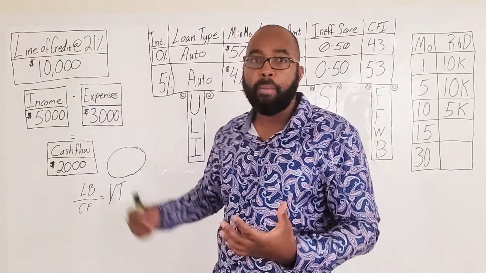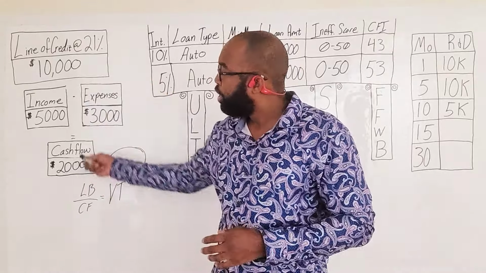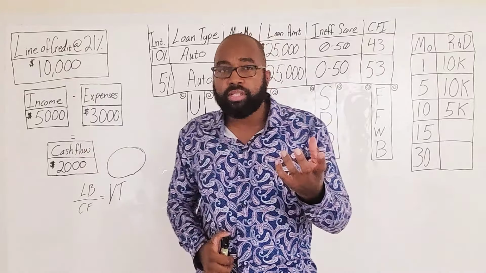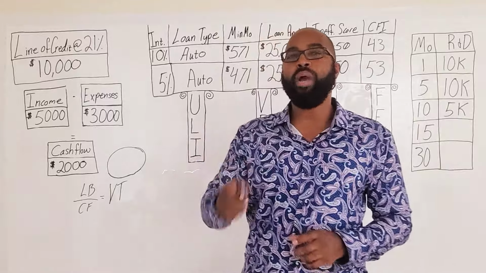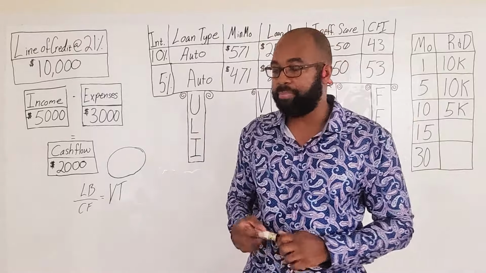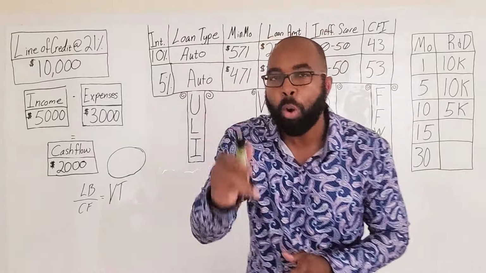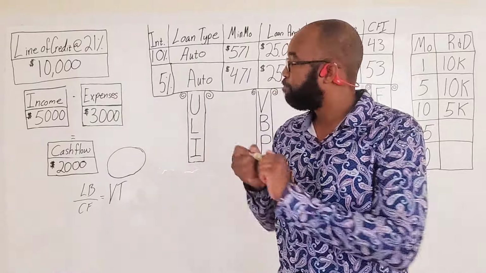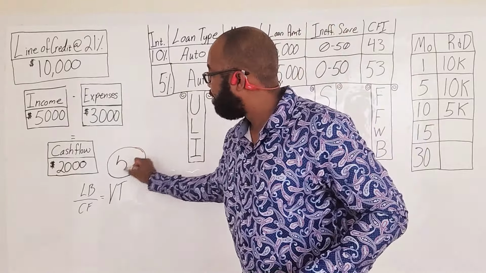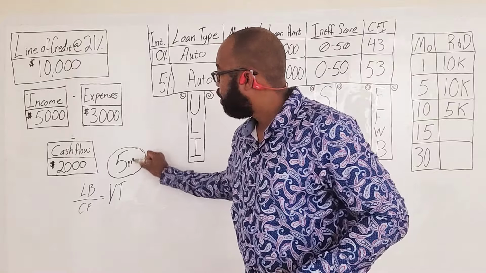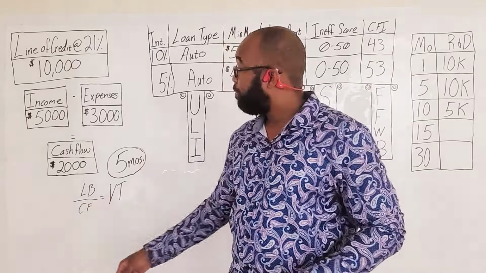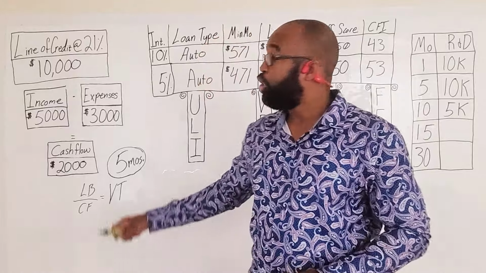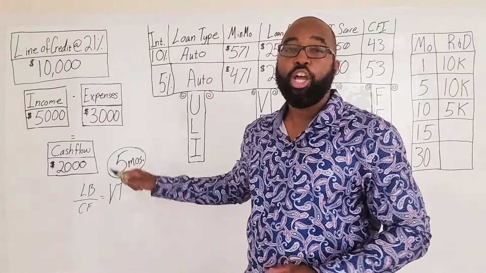This includes your monthly payment. The cash flow is $2,000. Can anyone tell me when you're going to get out of this line of credit? When you're going to zero out this balance? 5 months. Why 5 months? Because line balance divided by the cash flow equals your velocity term.